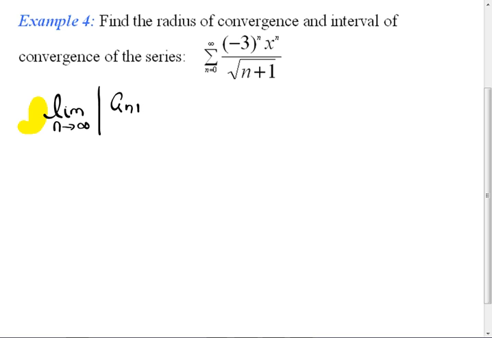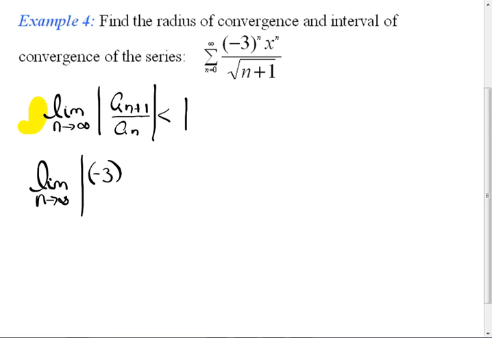Here's your ratio test. By the way, you get a point for realizing it's the ratio test. If they ask for an interval of convergence or radius of convergence, that's what they're asking for. So we're going to put this in. Do the best you can. So it's negative 3 to the n plus 1, x to the n plus 1, and what happens down here? N plus 1 plus 1.